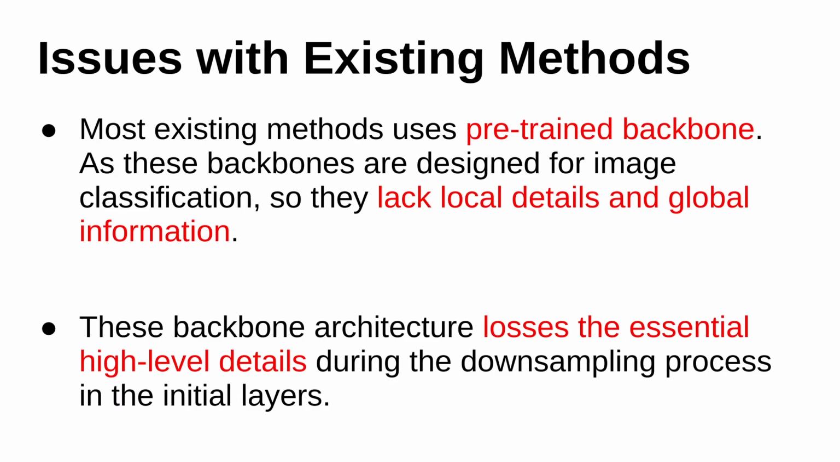And second, these backbone architectures lose the essential high level details during the downsampling process in the initial layers. If you have seen any backbone architecture like VGG or mostly ResNet or ResNeXt, what they do is they begin with a convolution layer with a stride of 2 followed by a 2 by 2 pooling. So in these few initial layers, they downsample the feature map by a factor of 4. During these initial layers, we lose the high level information, which is really essential for salient object detection. And due to the lack of these high level features, these existing architectures are not able to perform really well.